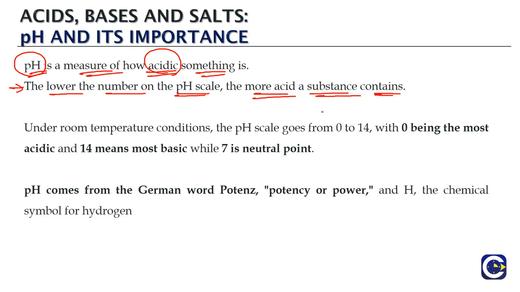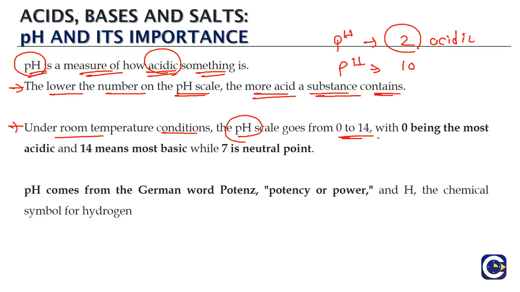Like say for example, if we have two substances, for one of them the pH value is 2, for the other one the pH is 10. And what we can say is definitely the one with the pH value 2 will be more acidic. So in terms of pH scale, the substance having a lower value on the pH scale is going to be more acidic. And under the room temperature conditions, the pH scale as such will be ranging from 0 to 14. And 0 will be the most acidic and 14 will be the most basic.